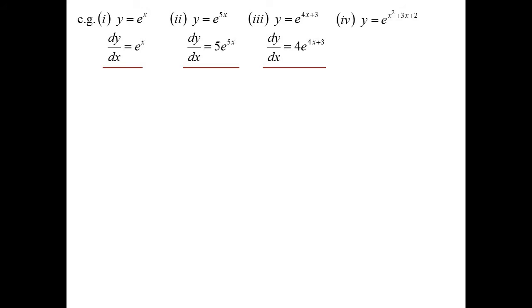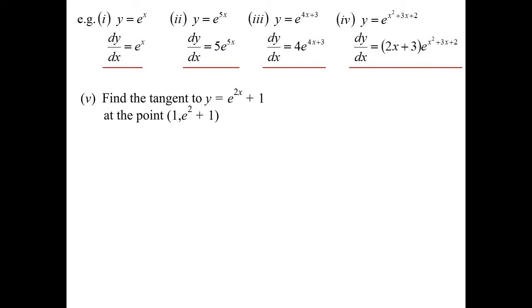There we go. So e to the 5x, differentiate 5x, you get 5. So we have 5e to the 5x. e to the 4x plus 3. Differentiate 4x plus 3, you get 4, so we get 4e to the 4x plus 3. But guess what? That power does not have to be linear. e to the x squared plus 3x plus 2. Differentiate x squared plus 3x plus 2, you get 2x plus 3. So we get 2x plus 3 times e to the power of x squared plus 3x plus 2.